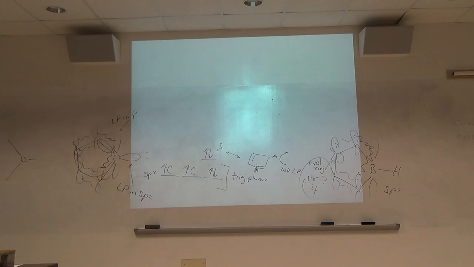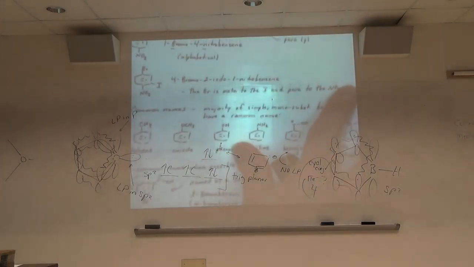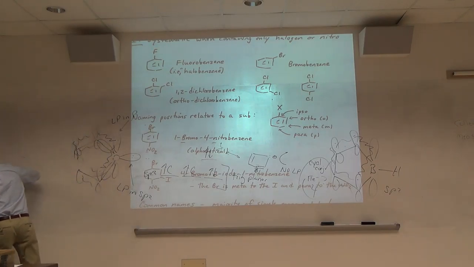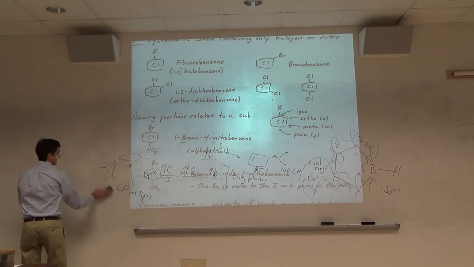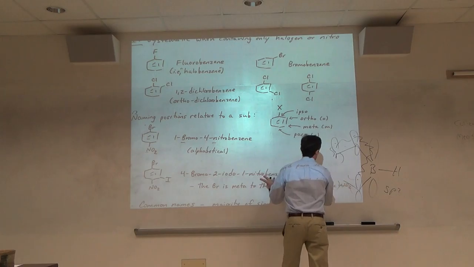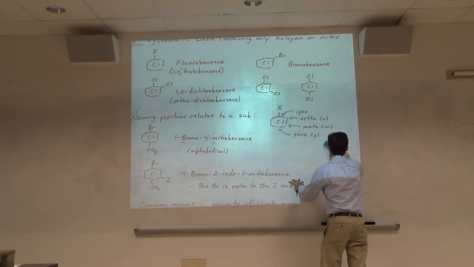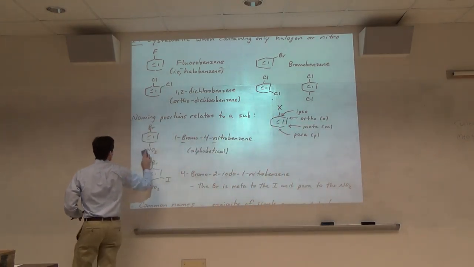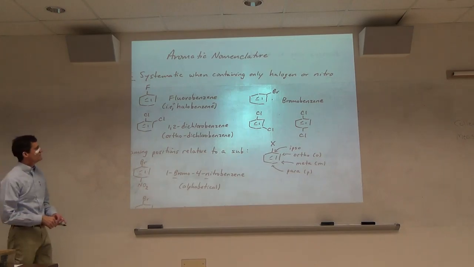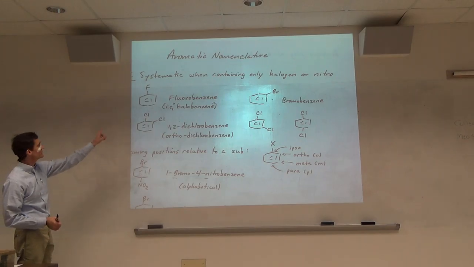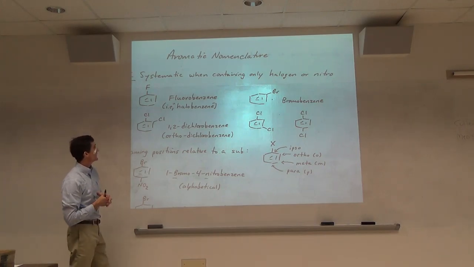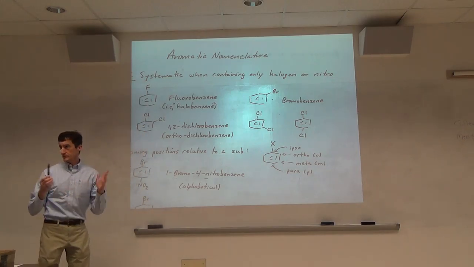Okay, with the same warm-up, we need to look at nomenclature. We'll have systematic names and some common names. Let's start at the top here. Obviously, benzene with a fluorine is called fluorobenzene. Numbering, you don't need a number, because wherever the F is, it's fluorobenzene.